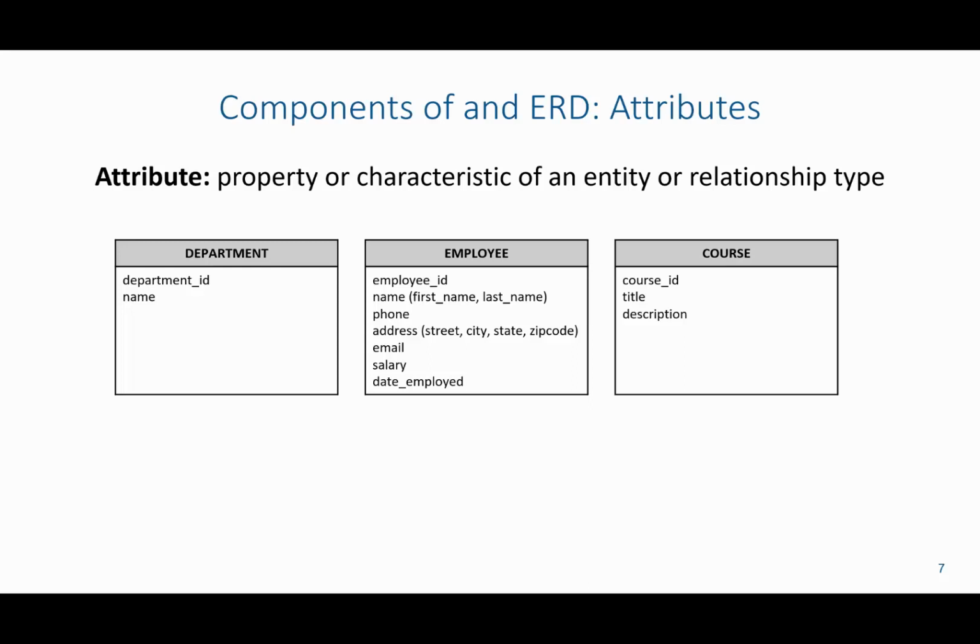We have name, which is represented by first name, last name, and in some cases even middle name or second last name. We have phone, we have address, which has many pieces such as street, city, state, and zip code. We have email, we have salary, and we have date employed. For course, we have course ID, title, and description. All of these are characteristics of these entities, and we can use data to represent these characteristics.